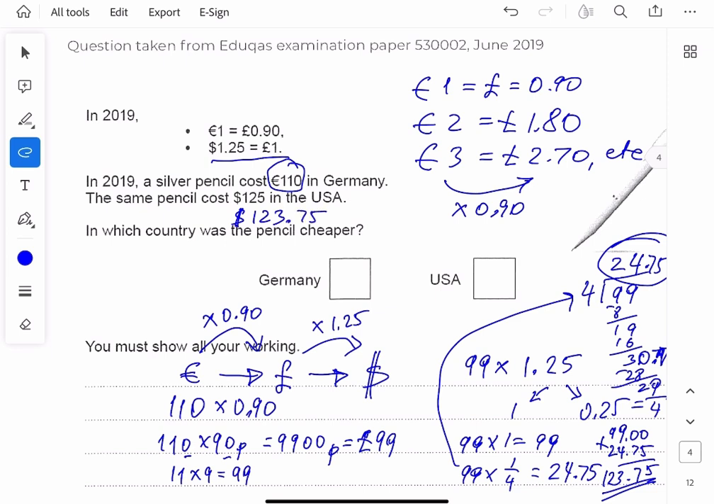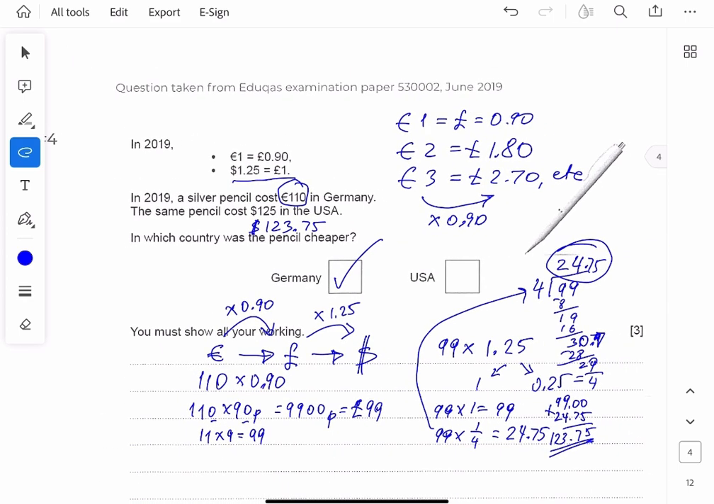Can you see which one is cheaper? So Germany will be cheaper because you get it for 123 pounds 75 in Germany compared to 125 in the USA.